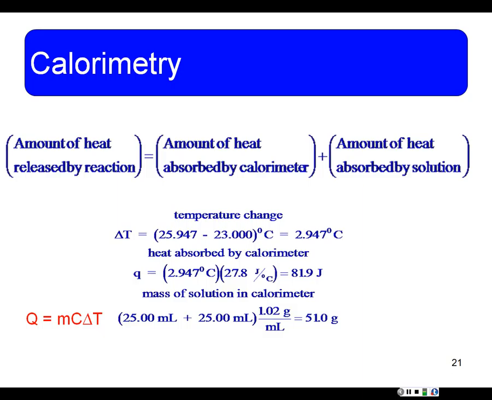We have to plug in heat absorbed by the calorimeter and heat absorbed by the solution. The heat capacity is not the heat absorbed by the calorimeter because our units are wrong. We have joules per degree C. So you can't just take that 27.8 that you're given and plug it in for the amount of heat absorbed. You have to multiply it by the change of T, so now your units will cancel.